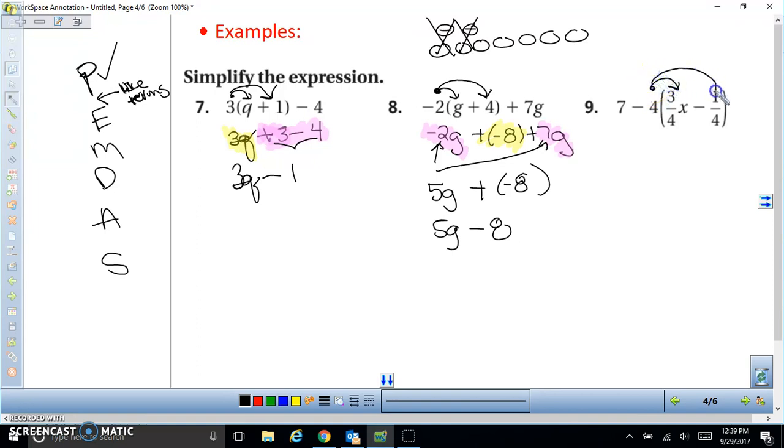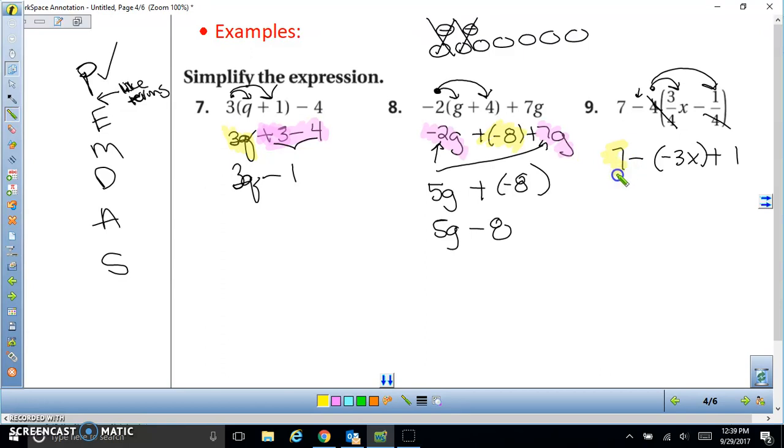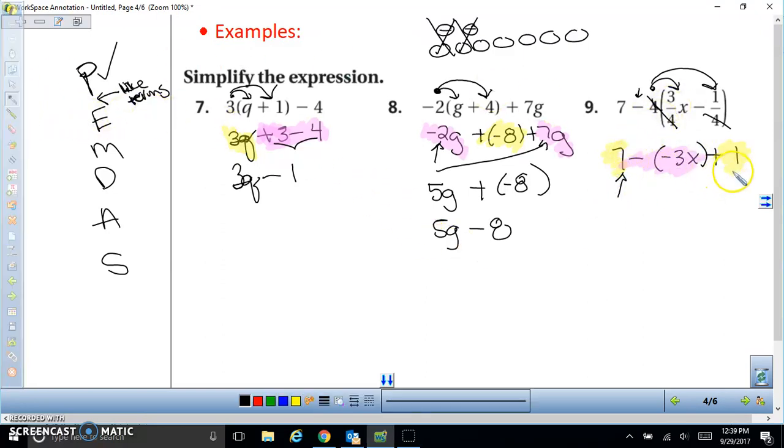Distributive property. Get rid of those parentheses. 7 minus, this cancels out, leaving us with negative 3x. Negative 4, remember that says negative, also cancels out and leaves us with a positive 1. All right, let's identify our like terms. Number, no variable, number, no variable, and variable. Let's combine our two yellows. 7 plus 1 is 8, and then a negative 3x is going to leave us with plus 3x.